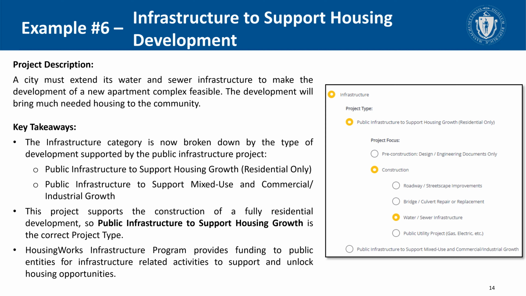With the introduction of the Housing Works Infrastructure Program, the project types within the infrastructure category are now split by the type of development that they support. So first we have public infrastructure to support housing growth, which is tied to the Housing Works program. And then second, we have public infrastructure to support mixed use and commercial industrial growth, which is tied to MassWorks.